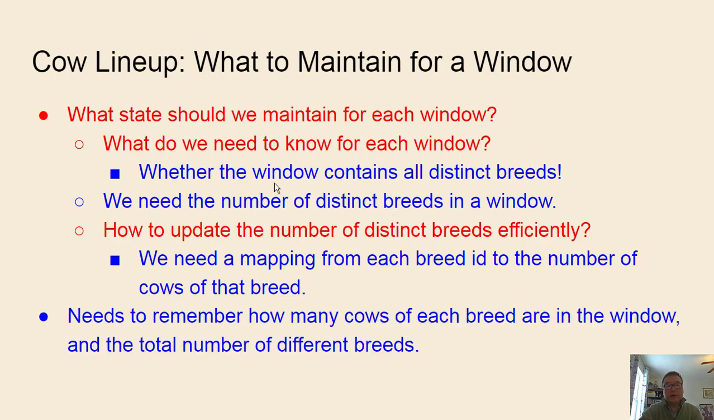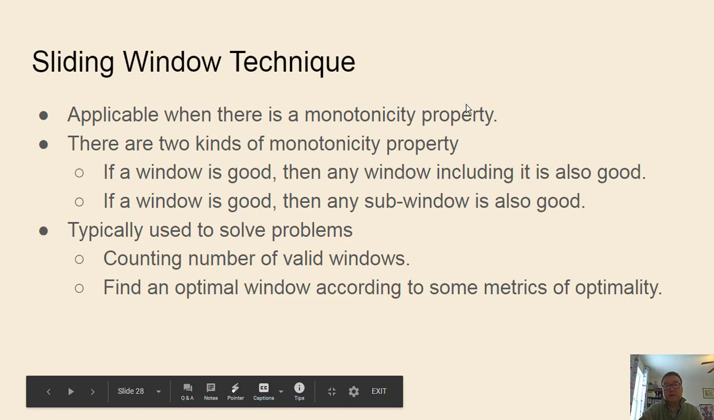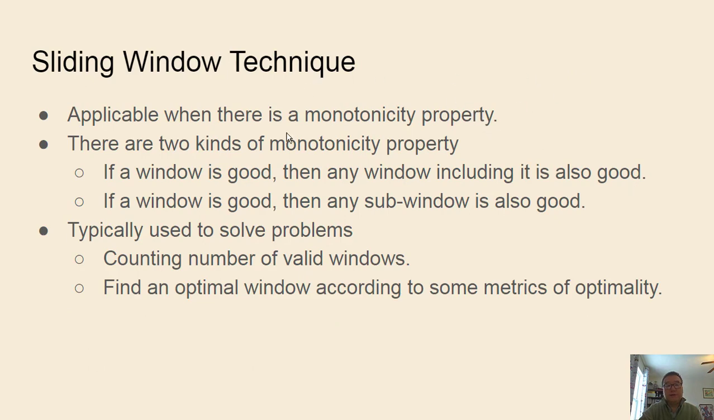Yeah, so we want to figure out whether the window contains all distinct breeds. So we need the number of distinct breeds, and then we need the mapping from each breed ID to the number of cows. So that's what we need. So how do we implement this?